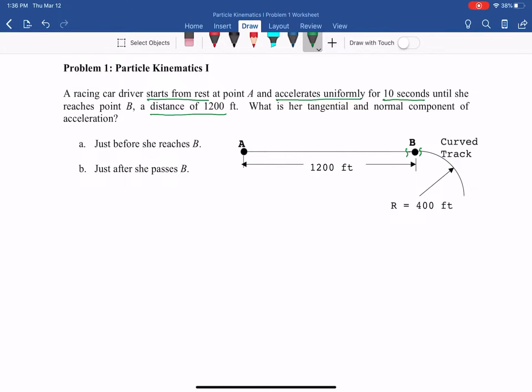The question is: what are the tangential component, a_t, and the normal component, a_n, of the acceleration? And there are two scenarios. The first is just before C passes B, and the second is just after C passes B. Just before C passes B, it's on the line AB, which is straight, so the motion here is rectilinear motion. And just after C passes B on the curved track, that will be curvilinear motion.